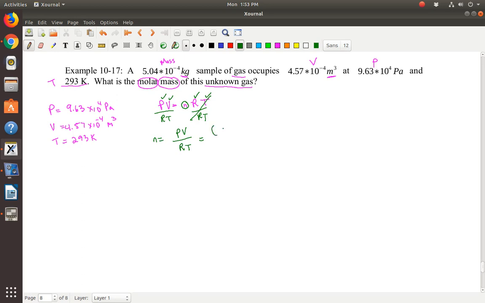I've got pressure, 9.63 times 10 to the 4th pascals. Volume, 4.57 times 10 to the minus 4 meters cubed, divided by R, which I'm going to look at in a minute, and temperature, 293 kelvins. So now I've got to figure out which R to use. I have pascals and meters cubed. Okay? Now, I'm going to go look and see if I have an R that will work for that.